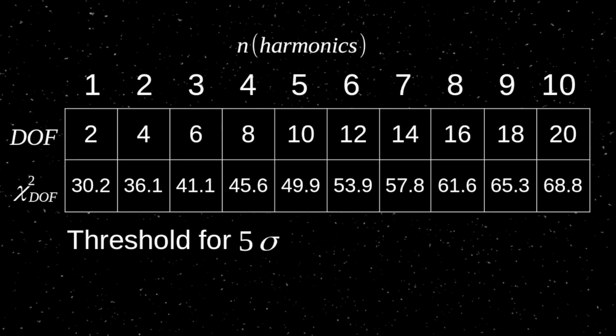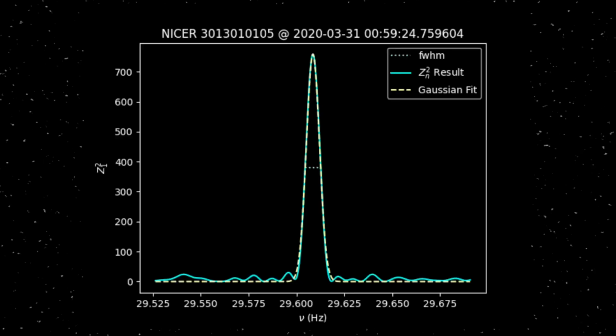magnitude of that Zn squared value, which, as you can see right here, we have the total number of harmonics that we're introducing, the corresponding degrees of freedom. Those degrees of freedom are just 2 times the total number of harmonics, and this is the corresponding threshold that we need to exceed for 5 sigma statistical confidence, or again ppf, in the actual result. And so if we go back to this example that I showed to you from before, from this NICER observation of the Crab Pulsar, this is NICER OBS-ID 301.301.0105, taken in 2020.